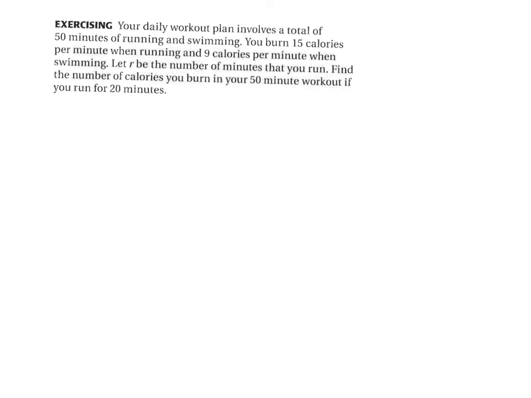Let's take a look at a real-life example here. Your daily workout plan involves a total of 50 minutes of running and swimming. You burn 15 calories per minute when running and 9 calories per minute when swimming. Let R be the number of minutes that you run. Find the number of calories you burn in your 50-minute workout if you run for 20 minutes. So the first thing I'm going to do is underline what I'm looking for, right? The S in the STAR process. So find the number of calories you burn in your 50-minute workout if you run for 20 minutes.